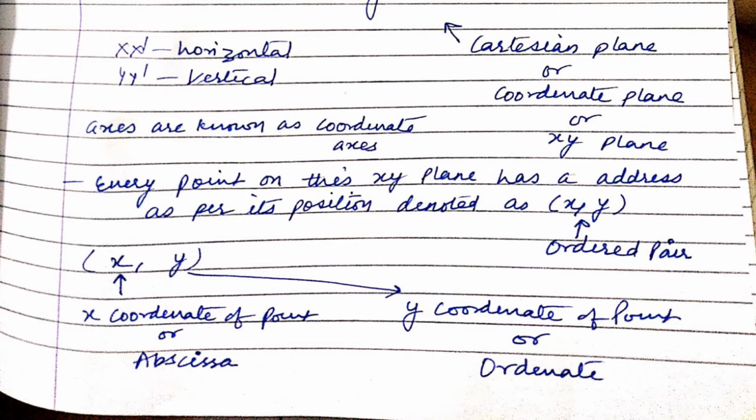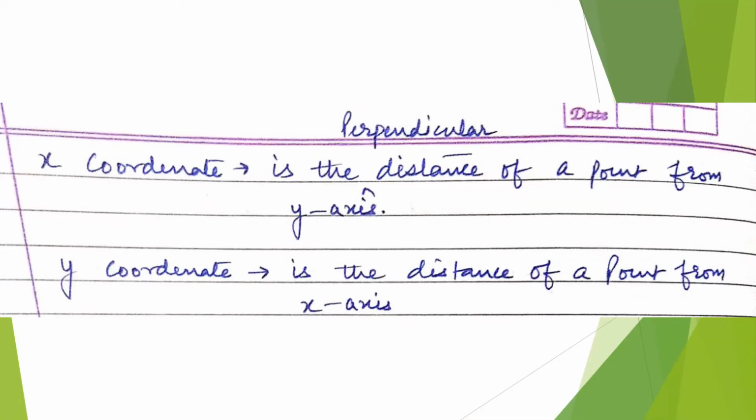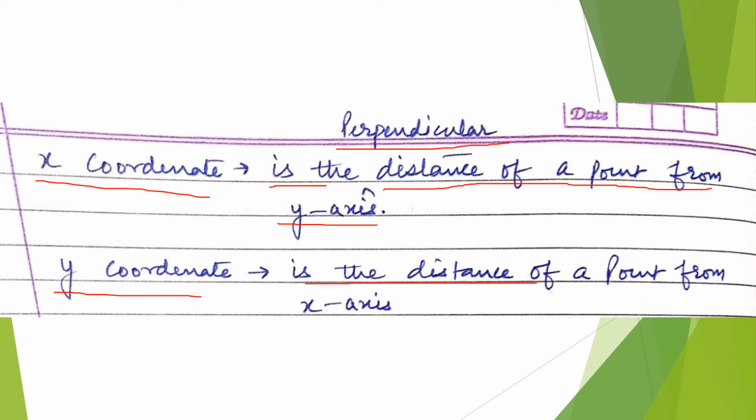Okay, let's see a simple definition of x coordinate and y coordinate. This will be explained in the next diagram. What is the x coordinate? It is the perpendicular distance of a point from the y axis, and the y coordinate is the perpendicular distance of a point from the x axis. This will be clear in the next slide. Okay.